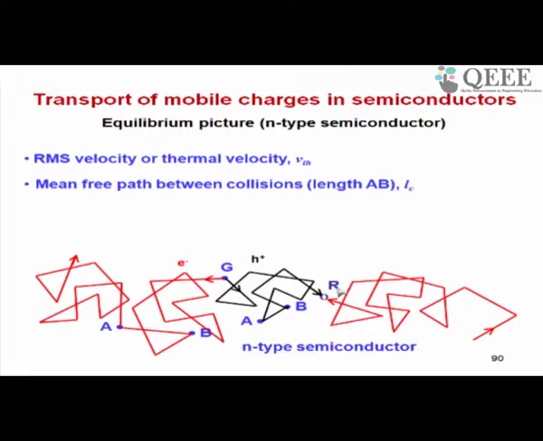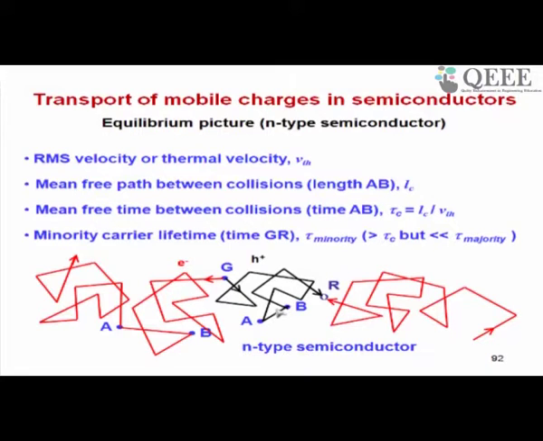Mean free path between collisions, that is the second attribute of this random motion. What is mean free path? It is the length AB, the distance between any two collisions. You can see here AB, this distance or that distance. Because the picture is random, between different pairs of collisions you will have different paths. Now you take the average of all these, then you get the mean free path. The word mean means average. You take the average of many. Similarly, the time between two collisions is called mean free time. So tau c is equal to mean free path LC by thermal speed, V thermal.